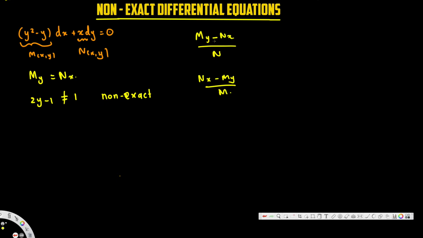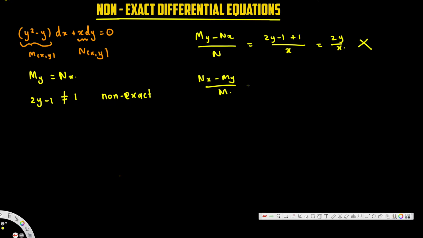Now let's see what we get. My minus Nx over N. My we calculated, that's 2y minus 1, and Nx is 1, plus 1, divided by N. N is this term x. When we do that, this is going to give us 2y over x. Since we have a y right here, we cannot use this one because it has to have x alone, so we cannot use it. Now let's try this one.